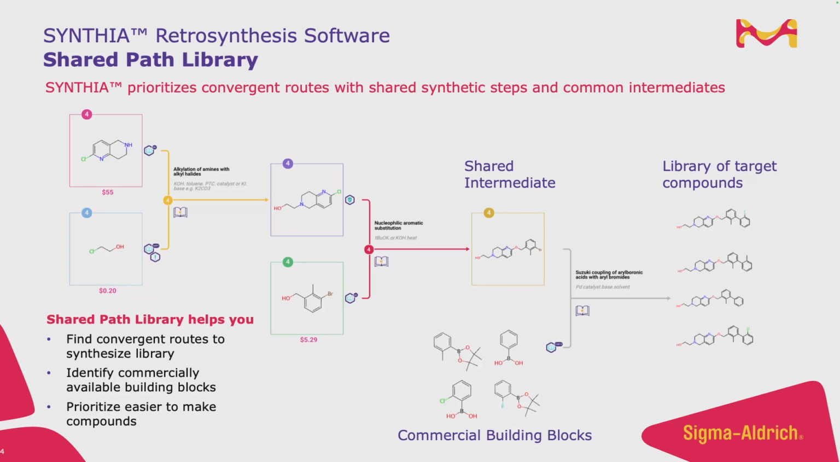So if you look at what I have on the screen here, I've given it this simple library of these 4 compounds. SYNTHIA's found a route that's 3 steps. The first 2 are shared for all 4 targets. So you can see we've got this shared penultimate intermediate here, and we've got the little 4 indicating that we can go through that to make all 4 of our targets. And then in the last step, we're doing the Suzuki coupling with 4 different boronic acids to access the 4 targets. So this is really useful to be able to find convergent routes to synthesize your library, identify commercially available building blocks, and maybe prioritize what compounds are going to be easier to make.